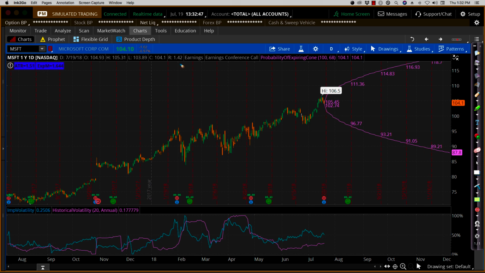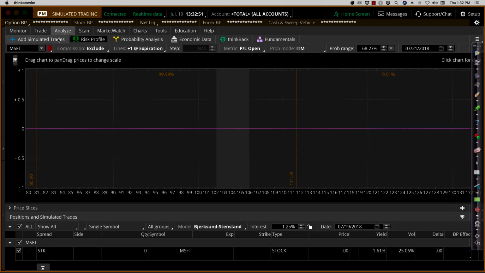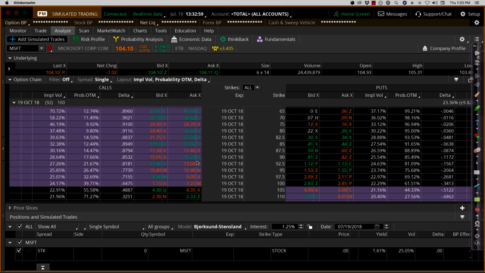And I'm going to analyze this trade first. So I'm going to add a simulated trade real quick. And I like to do these longer term, usually go out towards 3 months or so. So I'll choose October options. And I'm going to sell some implied volatility here, some inflated premiums. And typically what I do is I look for deltas always less than 25. So I'm probably somewhere between 20 and 15 here on the delta.